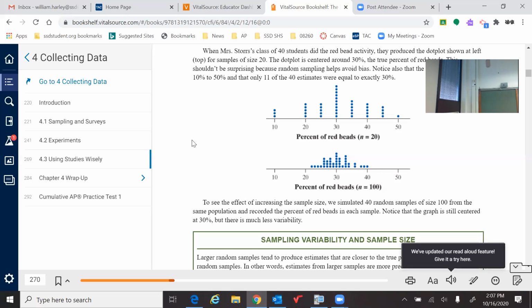But the proportion is the same. It's 30%. But look what happens. When they did this simulation, and these are percents down here, they're not numbers, these are percents. It gets squeezed. The higher sample size gives more power to the center. There's less variability. So the point is, a higher SRS is preferable.